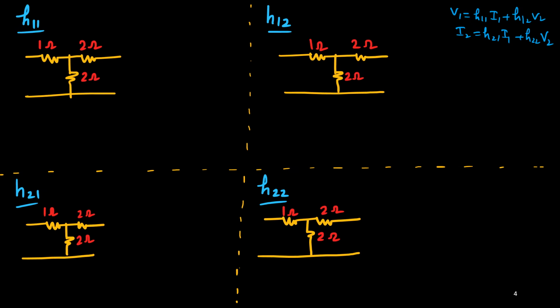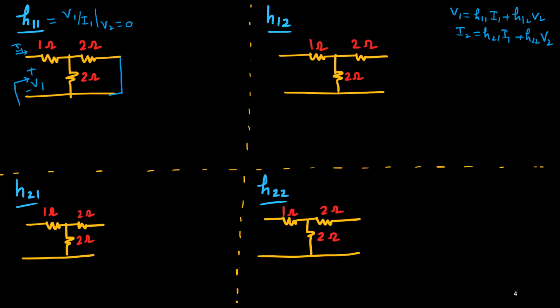So H11 is basically V1 upon I1 under the condition V2 equals 0. That I have discussed in the previous lecture. So same thing I want to do. V2 equals 0 means the output side is shorted. So I make this end shorted. This is the condition, and this is your V1 and this is your I1. From here I want to get the impedance from this side, so it is the short circuit input impedance, and that is very easy to find out.